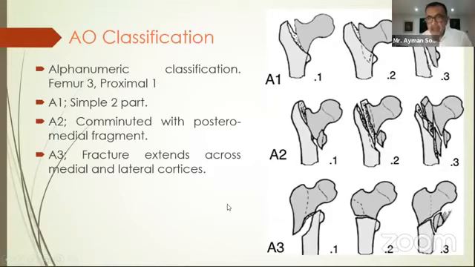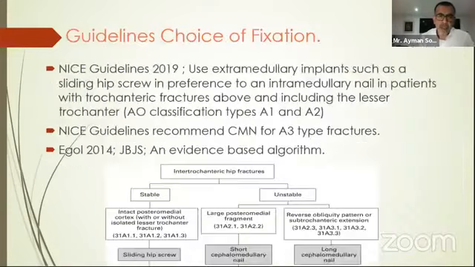This is the classification we use for all trochanteric fractures, and you'll find that in all the guidelines that we use day in, day out. So what is the guidance? Well, how are we going to manage these fractures? The National Institute for Health and Care Excellence says simply that you're advised as an orthopedic surgeon to use an extramedullary device like a sliding hip screw, which is the DHS, for all fractures above the lesser trochanter, which are A1 and A2s, and to use an intramedullary device like a cephalomedullary nail for all A3 types. And that is a very global view.